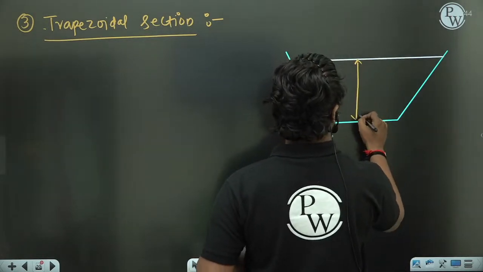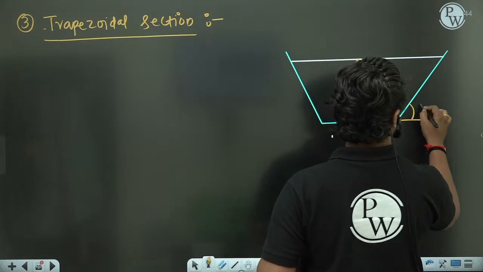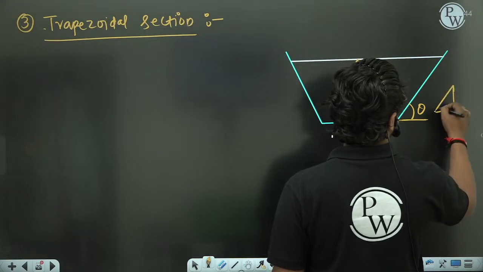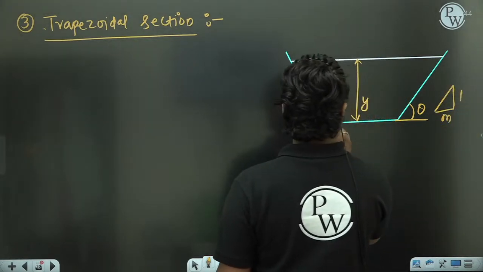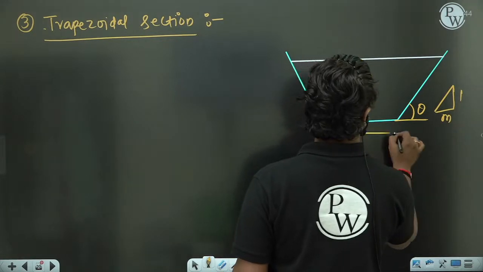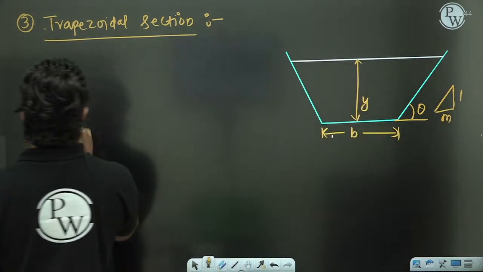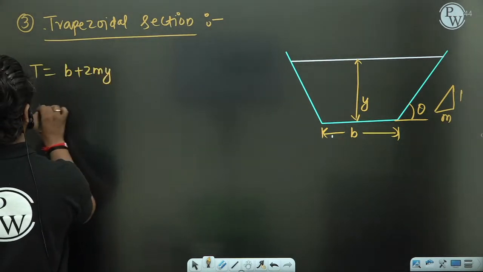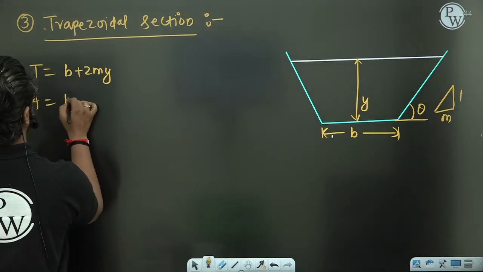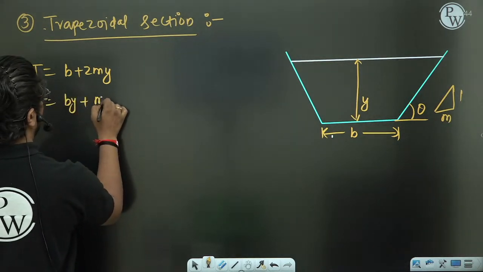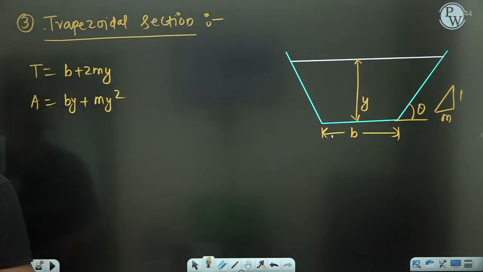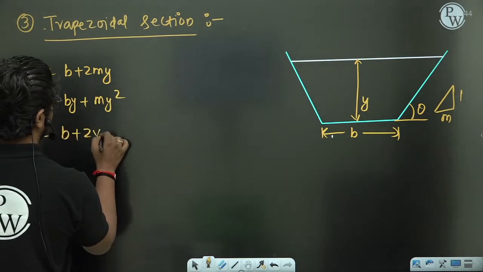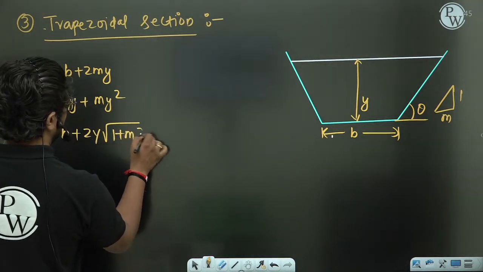So this is the depth. Here the outside angle they have taken as theta. Remember, the slope will be again 1:m only. This is nothing but b only. So if somebody asks you the top width, it will be b plus 2my. Area will be (b plus my) times y. Perimeter will be b plus 2y root under 1 plus m square.